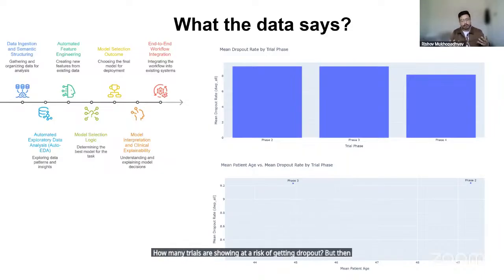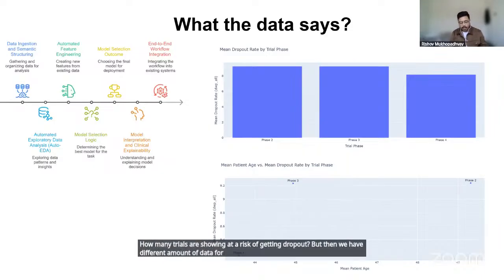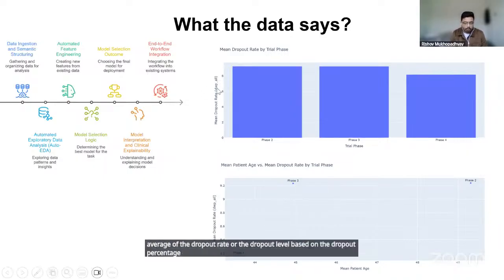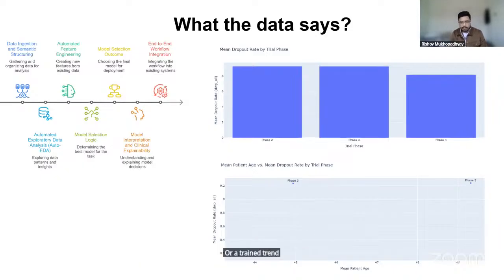But then we have different amounts of data for different phases. Then how can we conclude something? Because if some phase has more data, then definitely the dropout will be more from that, and that doesn't conclude anything. So what Torno did, it made an average of the dropout rate or the dropout level based on the dropout percentage, which is dropout all, already mentioned in the data set. And this kind of shows you an average picture or a trend line, let's say, in the data.